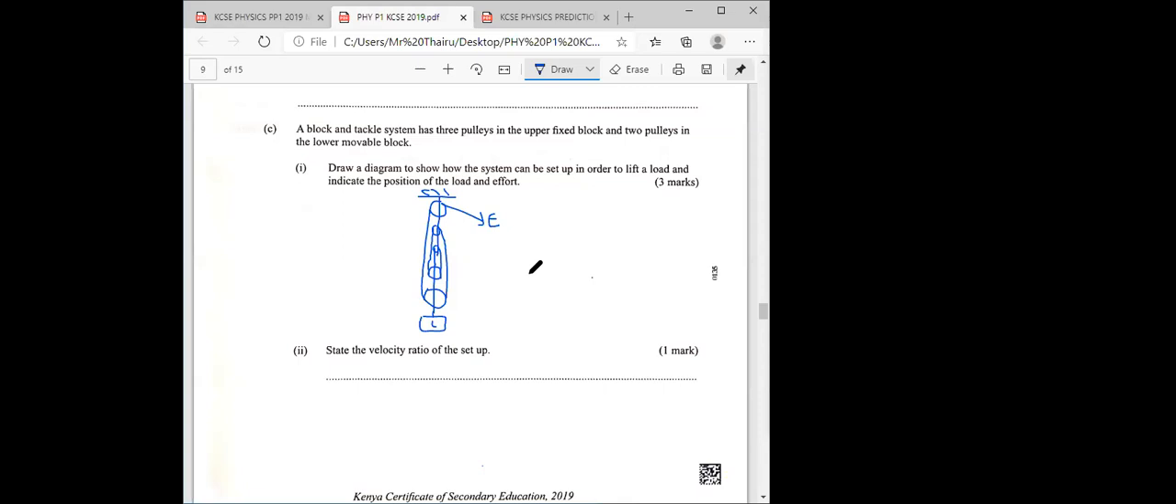Then state the velocity ratio of the setup. Mwangi Peter, what is the velocity ratio? 5, correct. The number of strings supporting the load: 1, 2, 3, 4, 5. So the velocity ratio is 5. We now move to the next question.